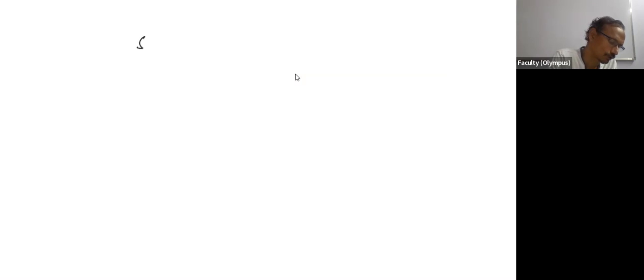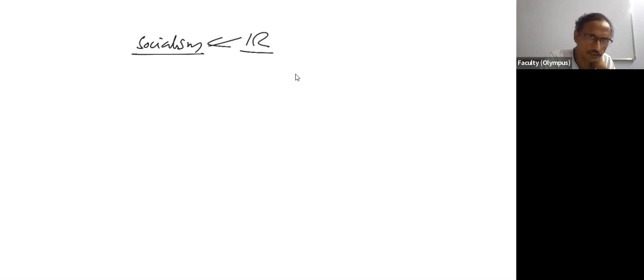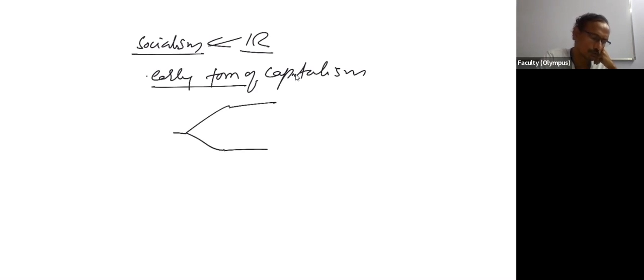Okay. How is the issue of socialism also linked to the Industrial Revolution? The Industrial Revolution showed a very early form of capitalism. It is to this very early form of capitalism that people responded. Those who responded and proposed some different ideas are called socialists. Some of them are called socialists.